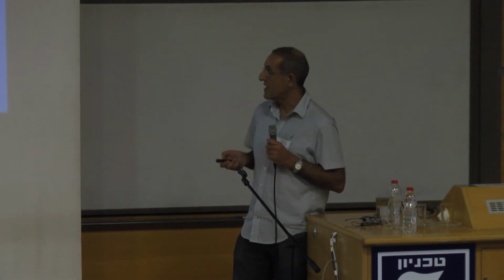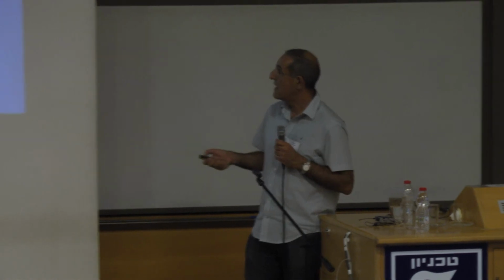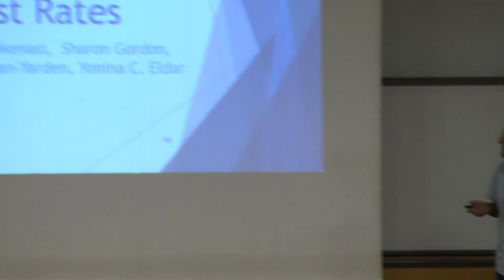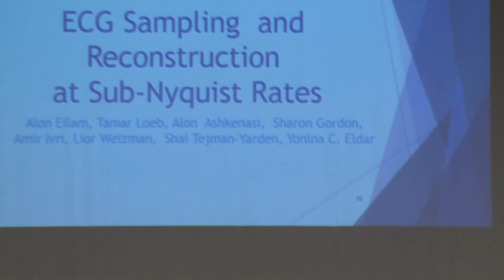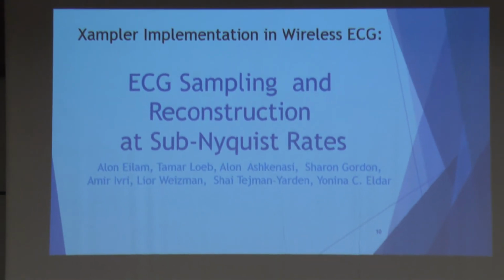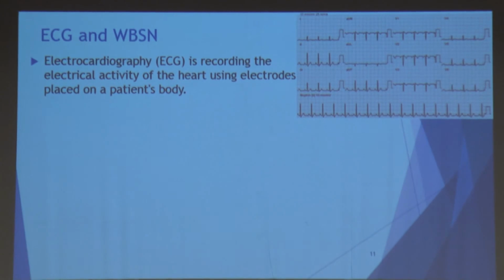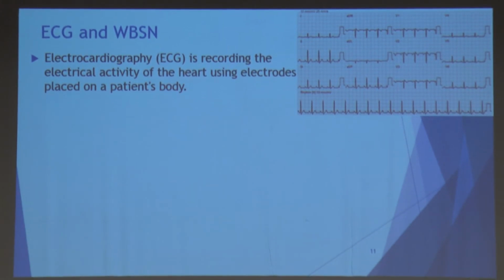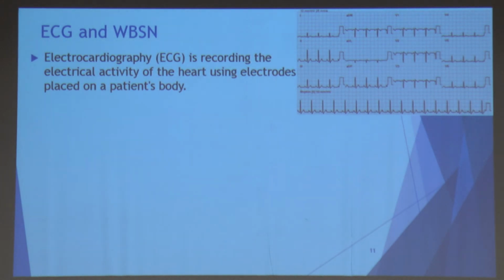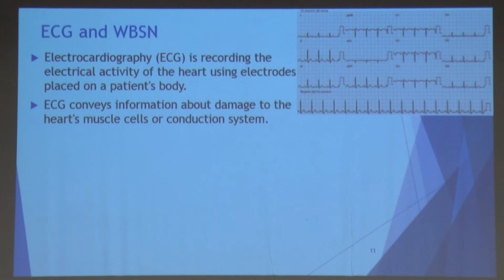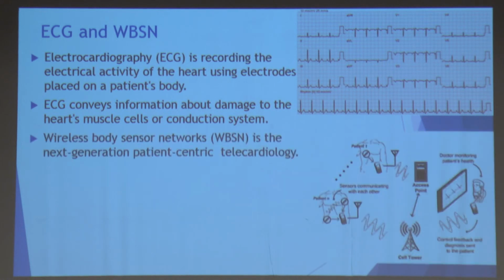So the project that Shai is also involved with us is dealing with Sub-Nyquist sampling of ECG and reconstruction at Sub-Nyquist rates. So what is ECG? I guess all of us are familiar with it. It is electrocardiography, recording the electrical activity of the heart using electrodes placed on the patient's body. Now, ECG conveys information about damages to the heart muscle and conduction system.